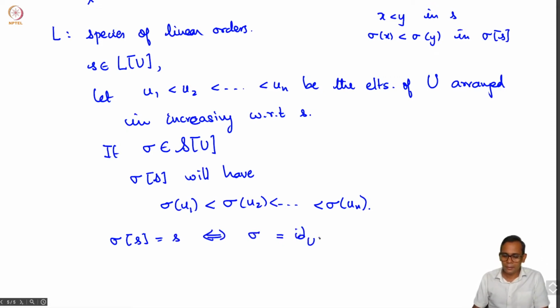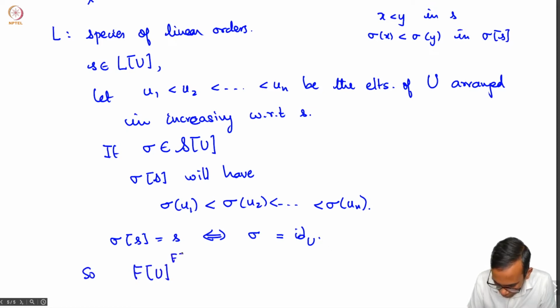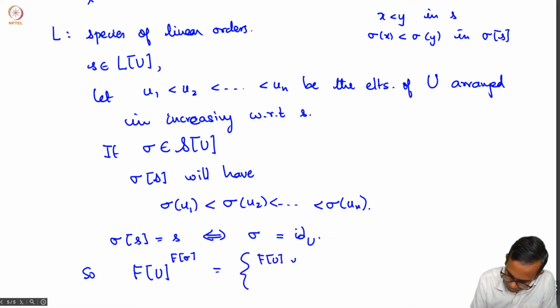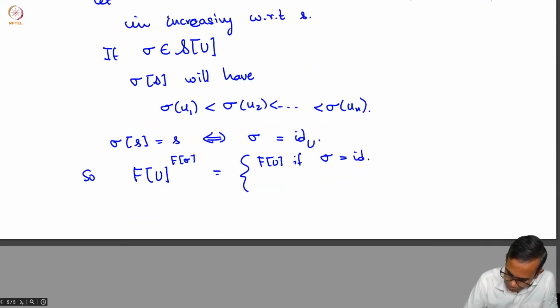The only permutation sigma which has any fixed points whatsoever is the identity permutation, and all other permutations will have no fixed points. So if we take the fixed points of F(u) under F(sigma), then this is going to be F(u) if sigma is the identity of u, because F(sigma) will then be the identity of F(u), but this is going to be the empty set otherwise.